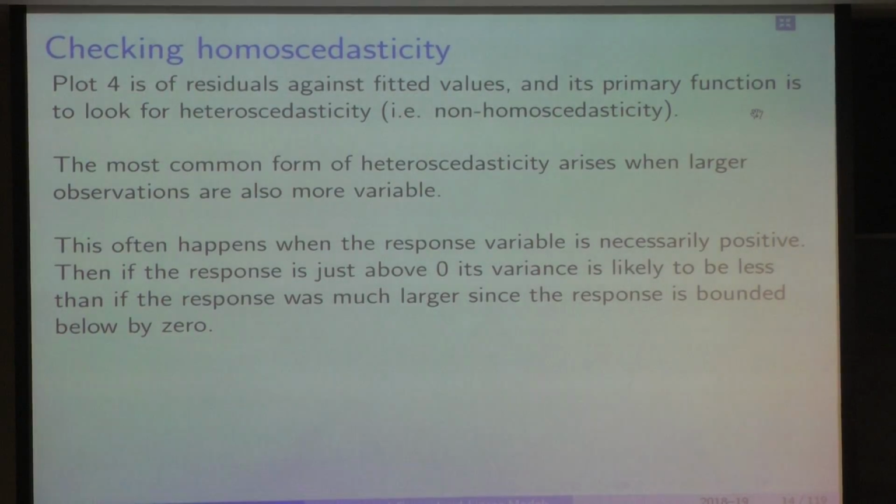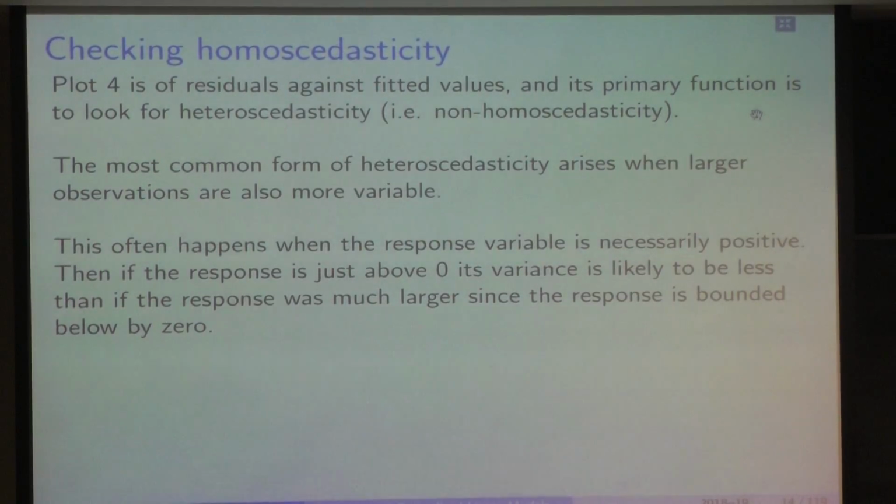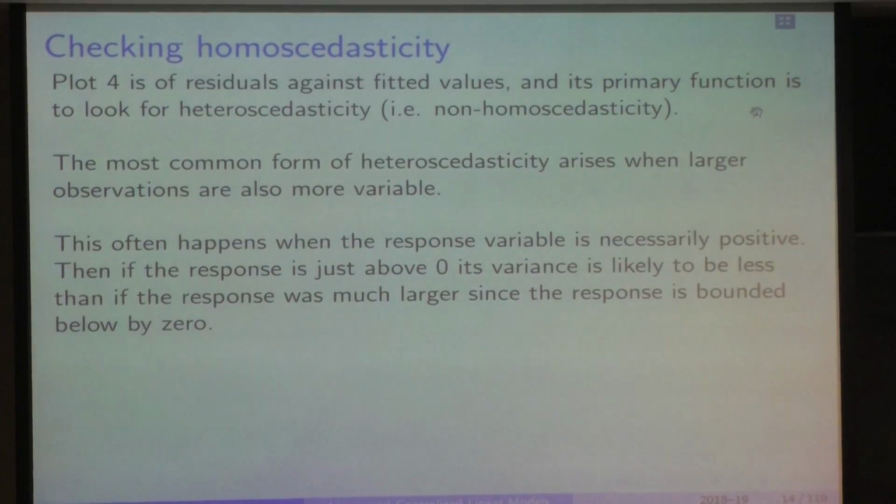Now if the fitted value is small, so the mean is fairly close to 0, and the random variable can't be negative, its variance is going to be fairly small. If you have a small mean, close to 0, of a random variable which isn't negative, there's not much room for it to vary around its mean. So the variance is going to be quite small. Whereas larger values have more room to vary around their mean, so you might expect that the variances could be larger. So this is quite a common thing that can potentially arise.